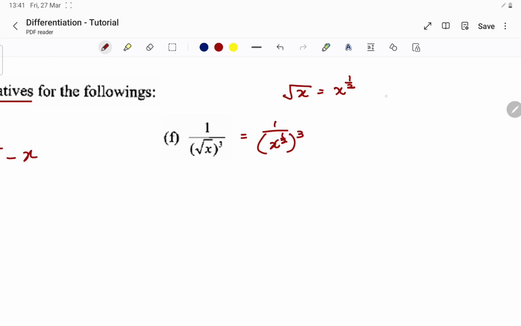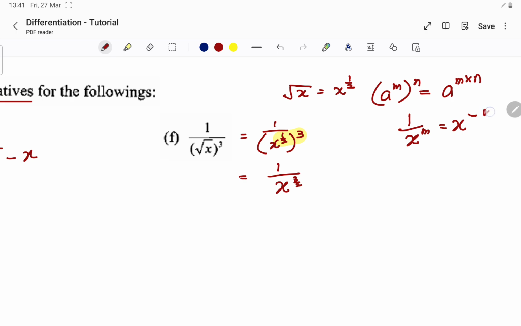And then we also have like this last time, a to the power of m, bracket to the power of n. What you can do is m multiplied by n. So we're going to do the same also to these two. We will get 1 over x to the power of 1 over 2 multiplied by 3, you're going to get 3 over 2. Then we use 1 over x to the power of m, you can change to x to the power of negative m, and here you're going to get x to the power of negative 3 over 2.